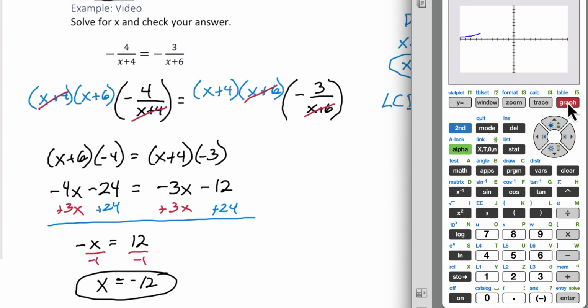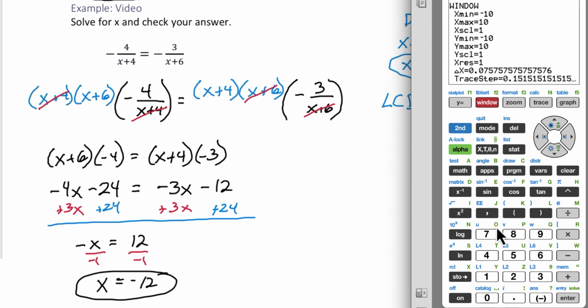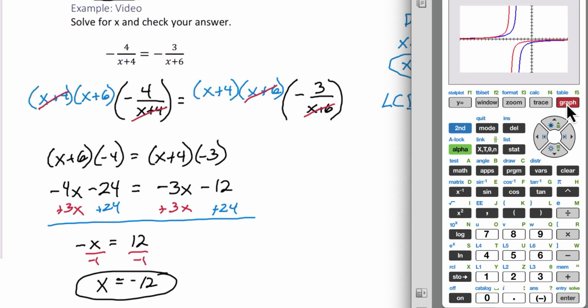And then when we graph, we're looking for where they intersect. It looks like they may intersect over here, but it doesn't. We know what we think the answer is, negative 12. So let's play around with our window and see if we can get negative 12 to appear. We need to make our x min smaller. Do negative 20 for that x min and go back to the graph.